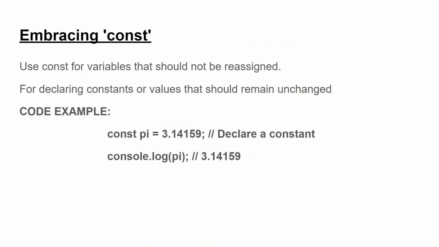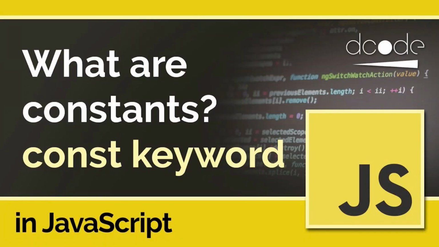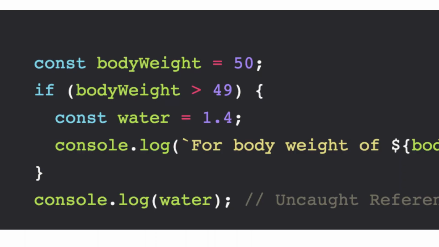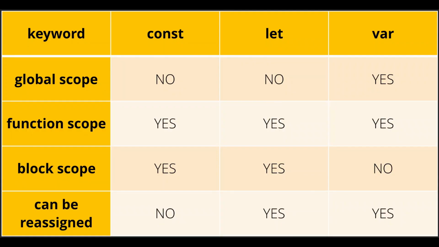Now let's embrace const, also introduced with ES6. Const is a game changer when it comes to declaring constants. You should use const for variables that should not be reassigned, for declaring constants or values that should remain unchanged. It is important to note that, like let, const is also a block scope variable.